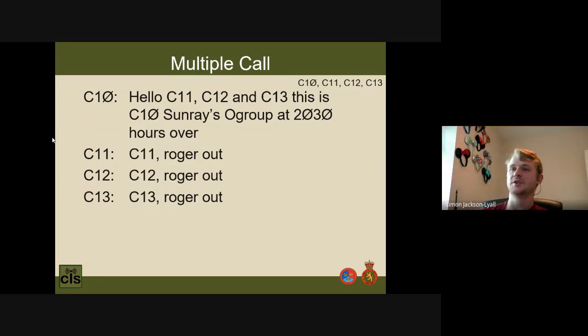So you'll see that Charlie 10 wanted to communicate to 3 different call signs, so they just listed them. So hello Charlie 11, Charlie 12, and Charlie 13. You just list them as a list, and you carry on with the usual hello you, this is me message. And because he's contacted 3 call signs, they all reply with Roger.